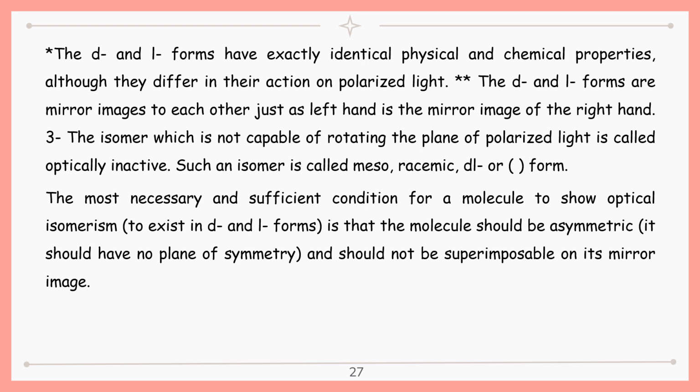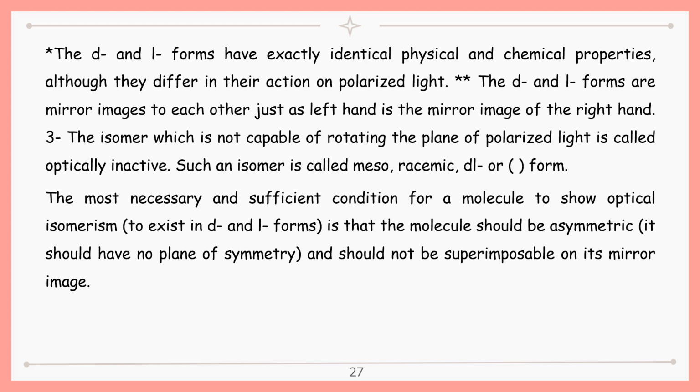The D and the L forms have exactly identical physical and chemical properties, although they differ in the action on polarized light. The D and the L forms are mirror images of each other, just as the left and the right hand in the mirror.